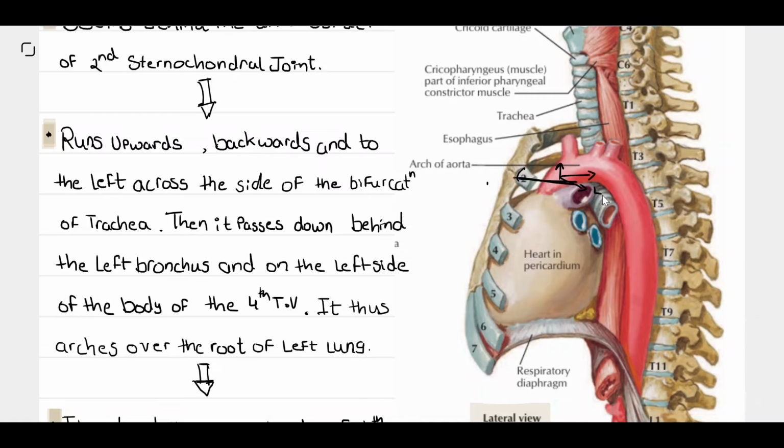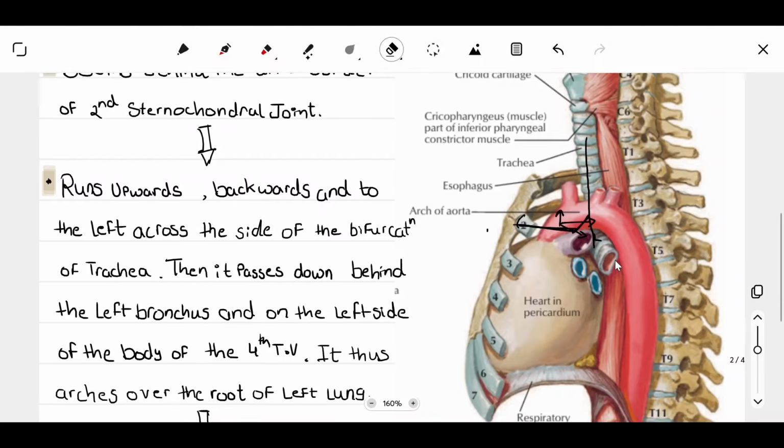You won't be able to appreciate the leftward direction of the arch of aorta here, which I'll shortly show you in a further diagram. It runs across the side of the bifurcation of the trachea. This is our trachea, and here it is bifurcated. Then it passes down behind the left bronchus and on the left side of the body. This is our left bronchus. It passes down behind the left bronchus and on the left side of the body of the fourth thoracic vertebra.